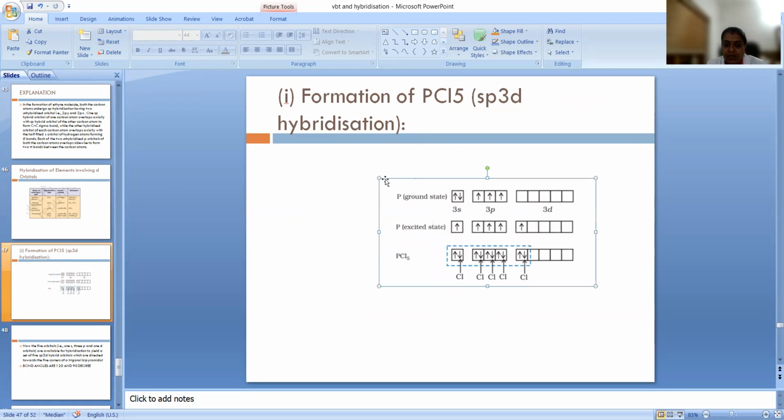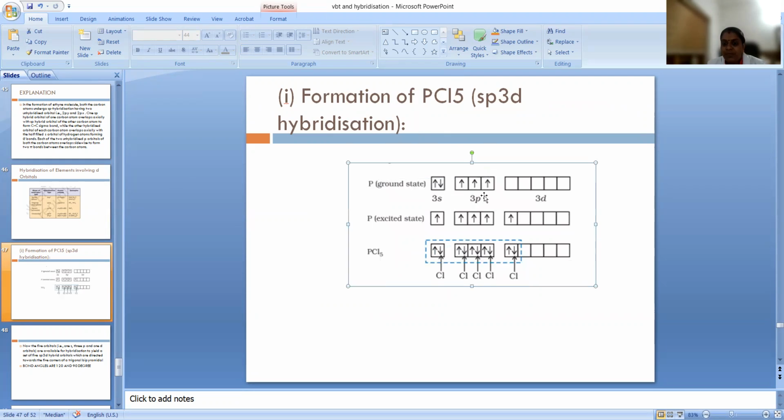The ground state electronic configuration of phosphorus: 3s, 3p, and the 3d is an empty orbital for phosphorus. Now from this 3s orbital, this is the ground state, now the excited state. One electron is going to the d orbital. So now what will happen?